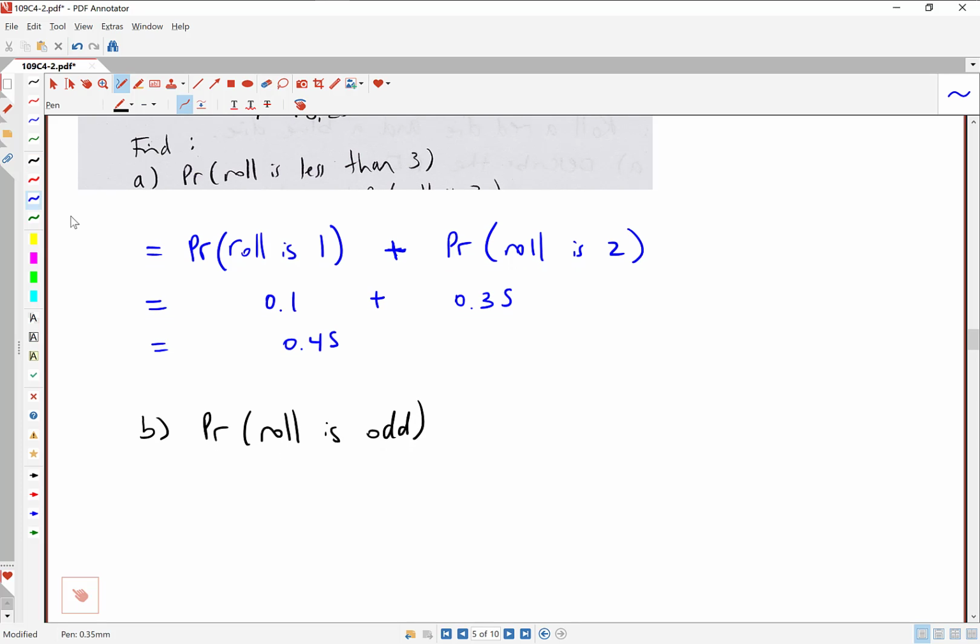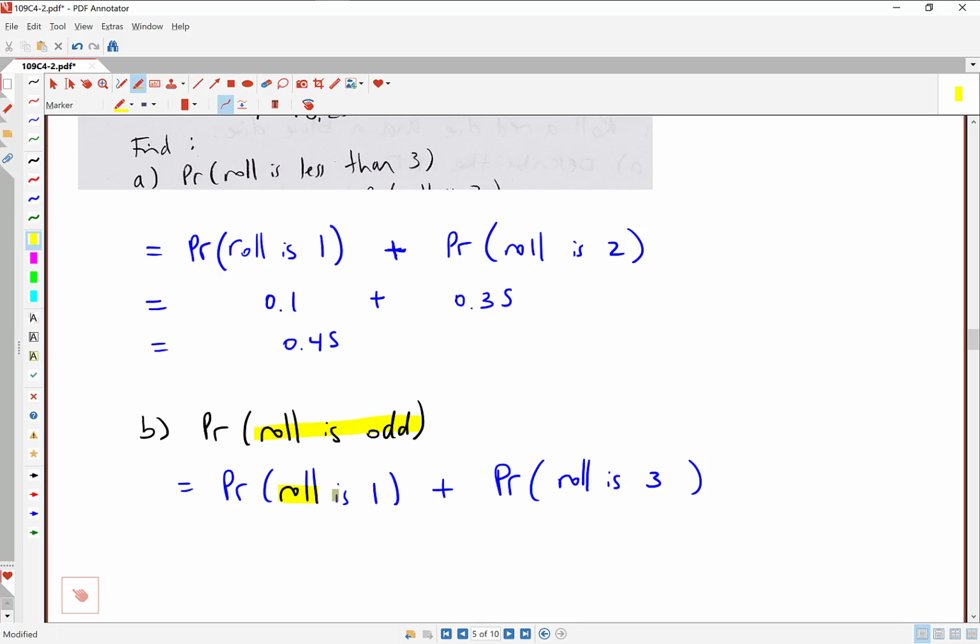So again, we'll break this into cases. We'll say, take the probability that the roll is 1, plus the probability that the roll is 3. So there we've covered the two cases where the roll is odd. The roll can either be 1 or it can be 3.